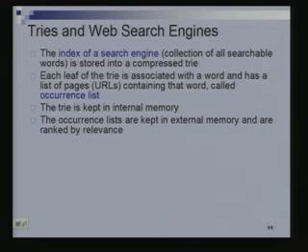The trie is kept in internal memory. The list can be very, very long. If you type a word like computer, imagine the number of URLs, pages that would contain that word. So, this occurrence list would be huge, right. So, that is why it is not kept in main memory, it is kept on disk.